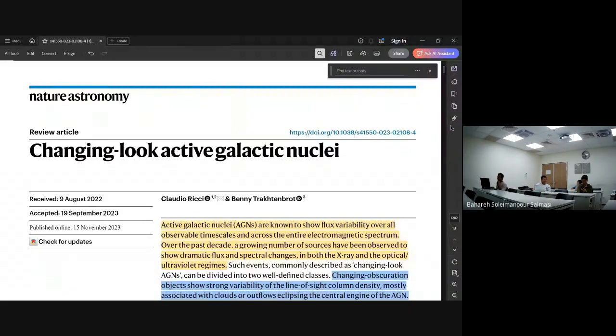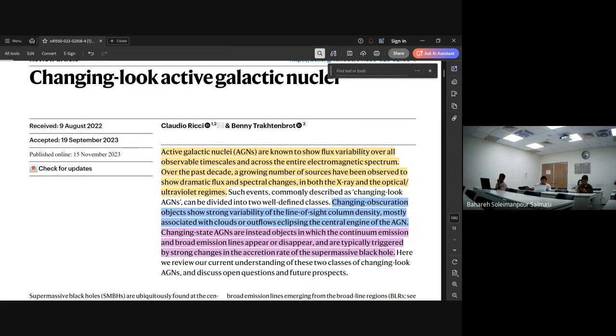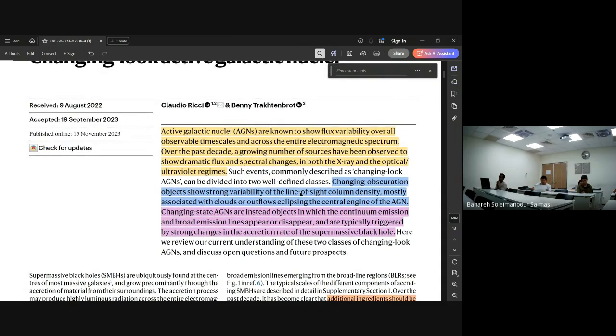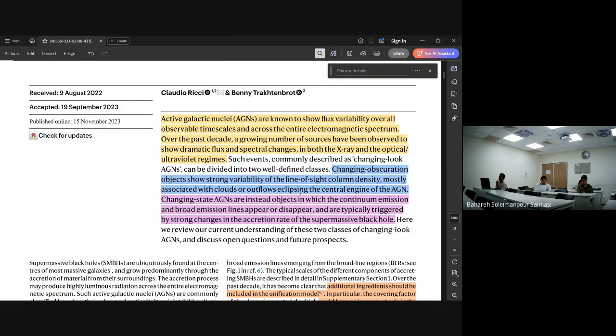So the paper that I want to present today is from Nature Astronomy, titled "Changing Look Active Galactic Nuclei." The gist here is that AGN typically, we know that their flux varies over time, but that variation is not super dramatic. It may be like tens of a percent in variation. However, with some new observations, we see that these events are a little more common than we had previously thought.